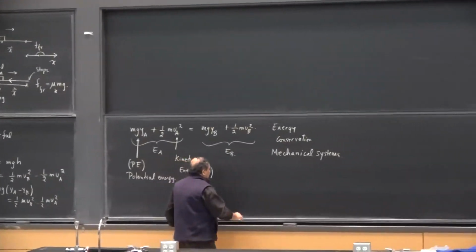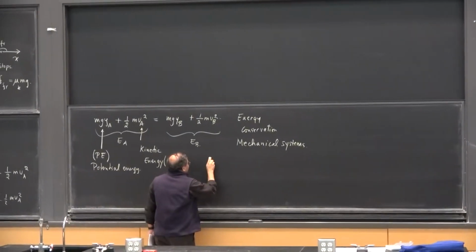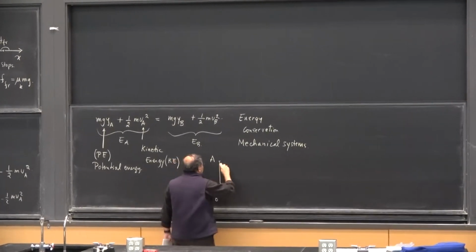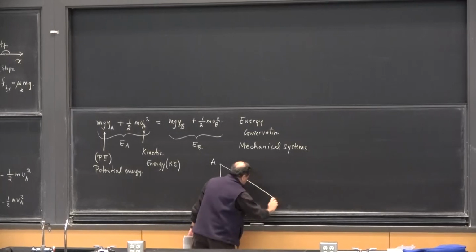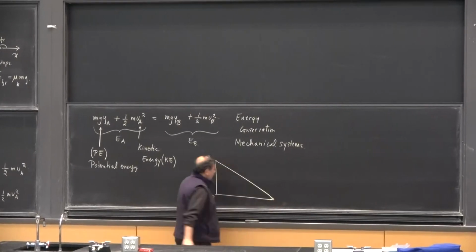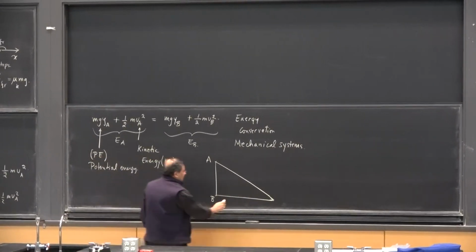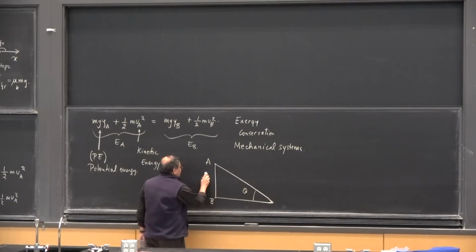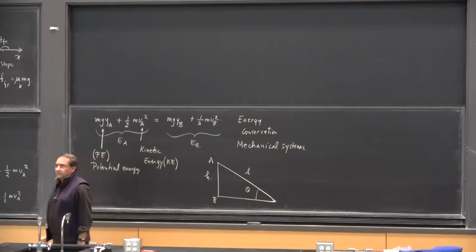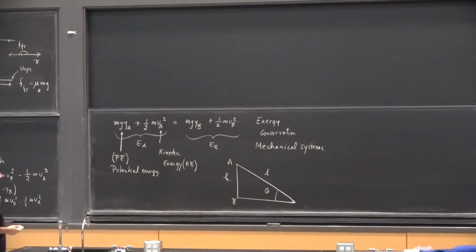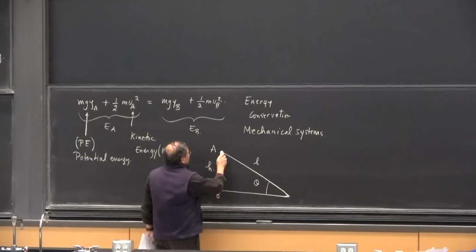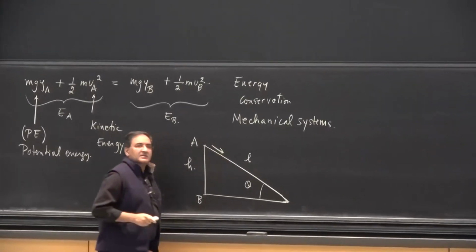So let me just take this argument a little bit further. Let us say that in going from A to B, instead of taking the direct route, you actually want to slide down an incline. And let's say this angle here is theta, and this height here is h, and the length of the incline, which is the hypotenuse of the right triangle, is L. So now we know what's going to happen. This mass is going to slide down the incline.